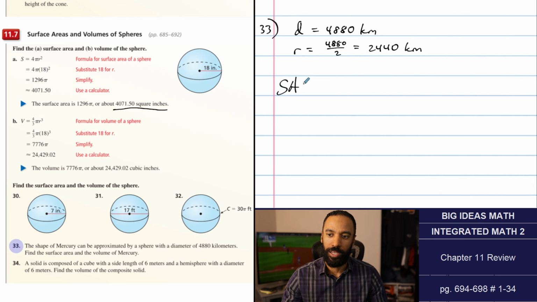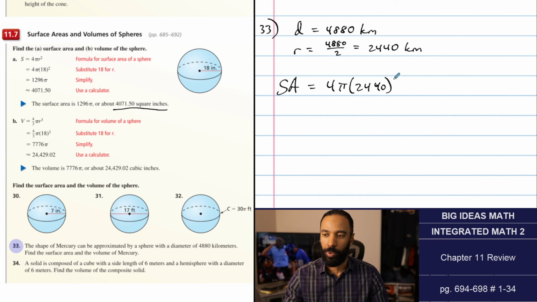So the surface area of Mercury is 4 pi r squared. I won't dare write the exact. It's just too big to care. But we are going to write the rounded.